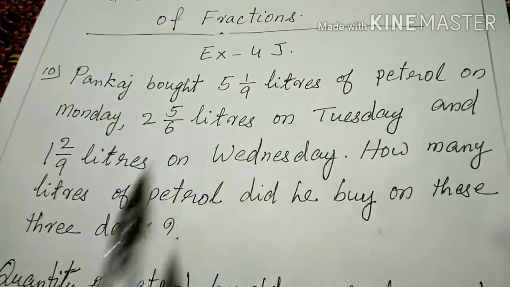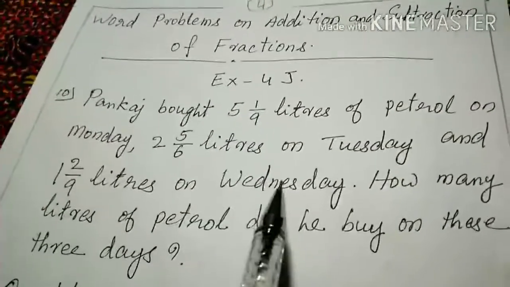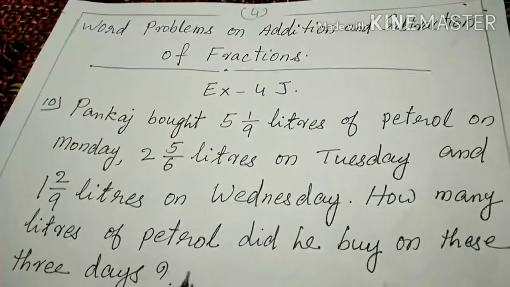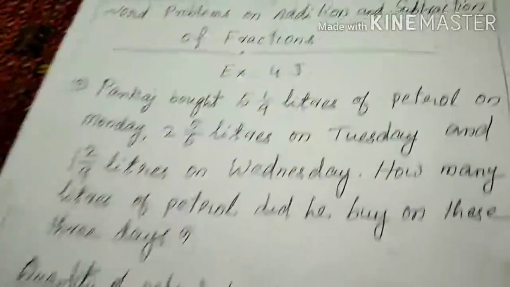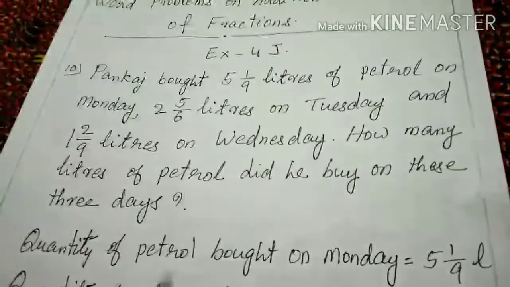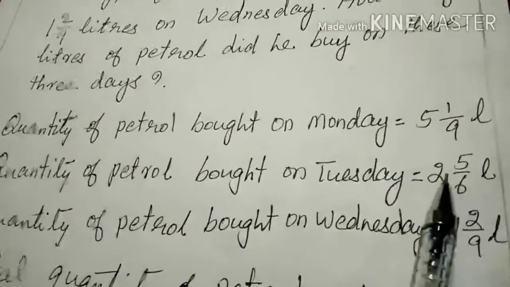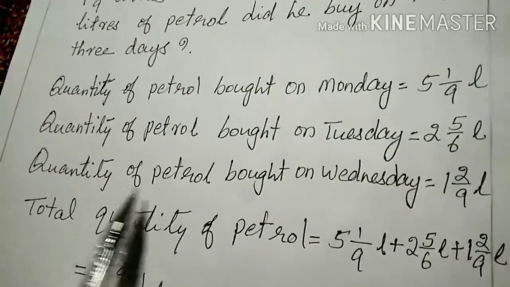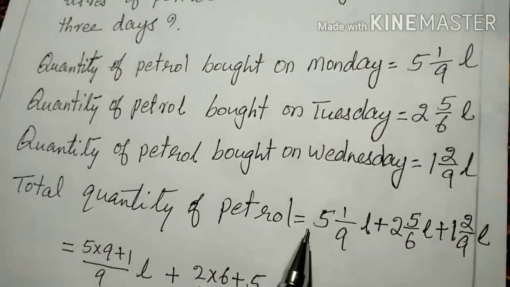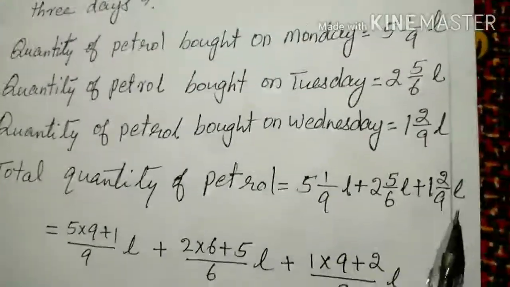Word problems means you have to read the question 2-3 times and make out whether it is addition or subtraction. Here, how many liters of petrol did he buy on these 3 days? It is understood that we have to do the addition. And after that, write the statement. Quantity of petrol bought on Monday is equal to 5 1/9 liter. Quantity of petrol bought on Tuesday is equal to 2 5/6 liter. Quantity of petrol bought on Wednesday is equal to 1 2/9 liter. Therefore, the total quantity of petrol is equal to 5 1/9 liter plus 2 5/6 liter plus 1 2/9 liter.